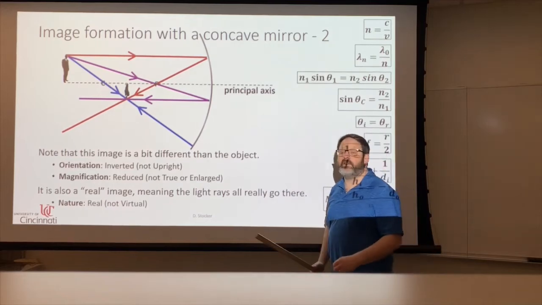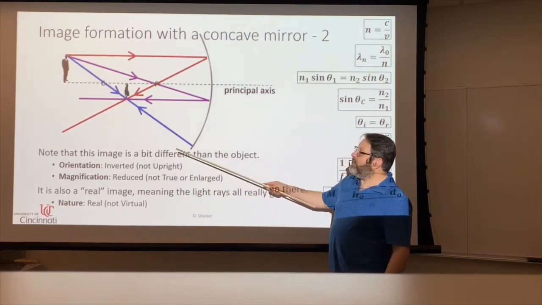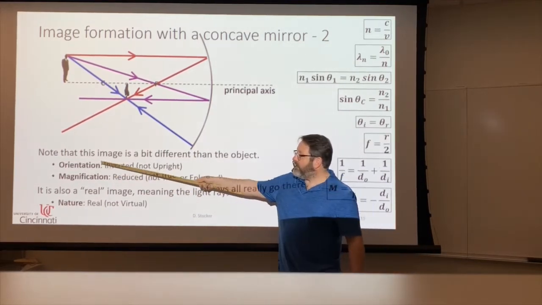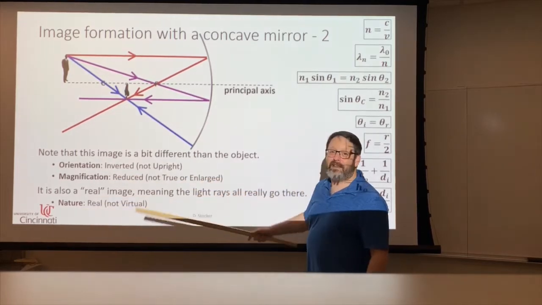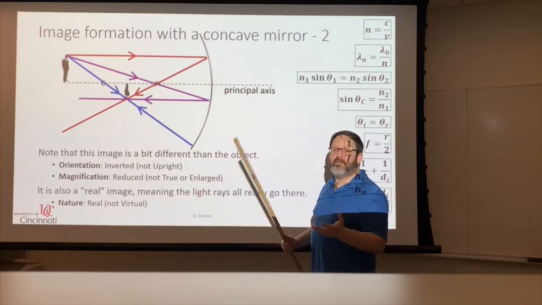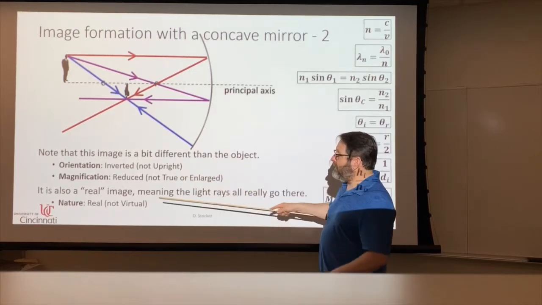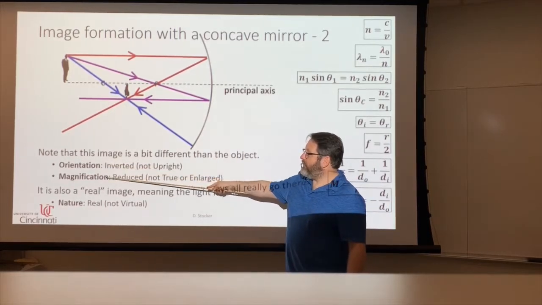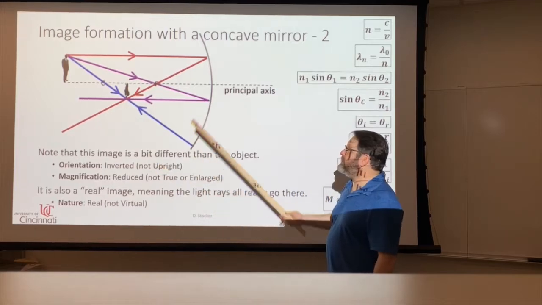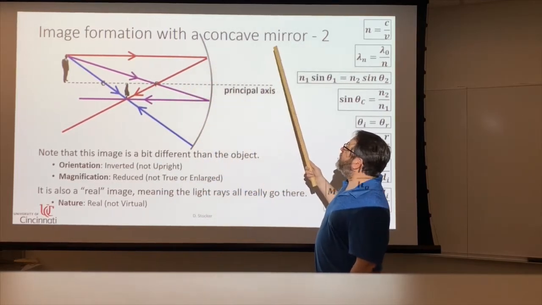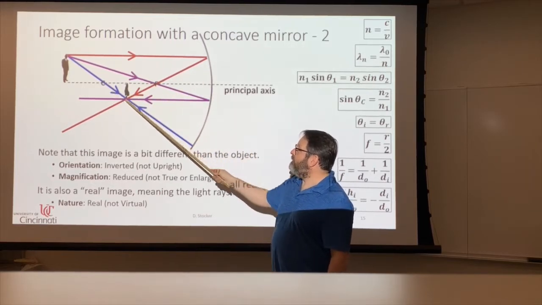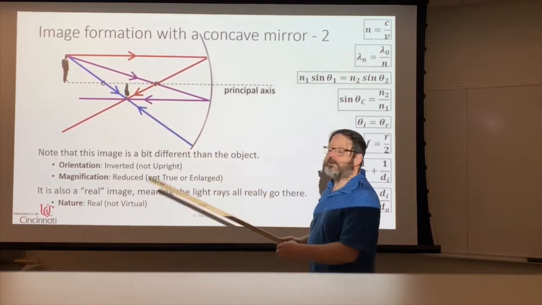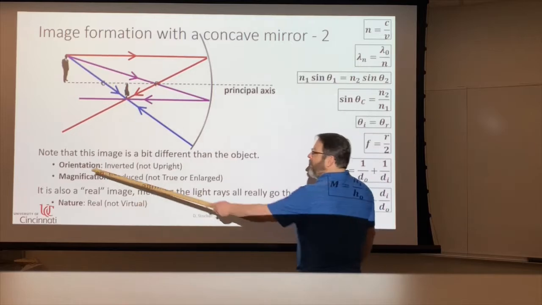In this video, we're going to look at the properties of the image. An image has an orientation, a magnification, and a nature. This is true, again, for any type of mirror, for any type of lens, that any image formed will have an orientation, a magnification, and a nature. So looking at the image formation with the concave mirror again, we've just traced all the rays, found where the image is at. Now we have to figure out what kind it is.